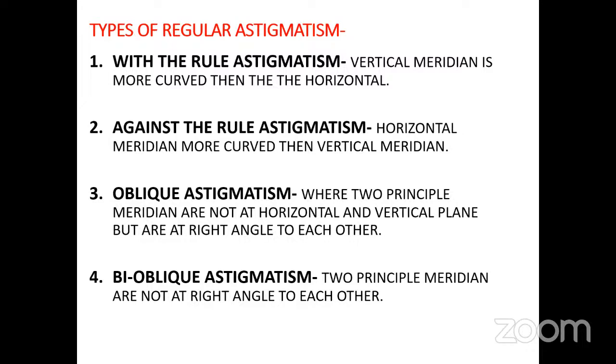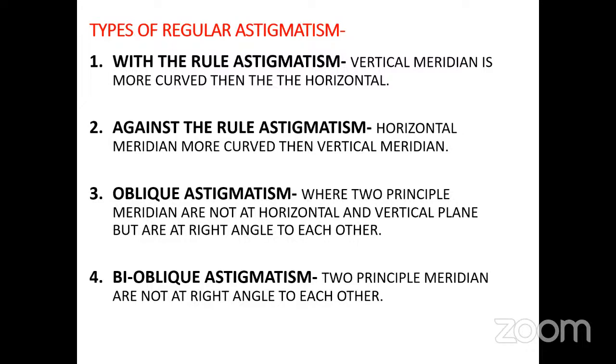But what happens at the age of, say, 60? What is more common, with the rule or against the rule? Against the rule. So with the rule astigmatism is not normal at all ages. At a younger age, we tend to have more with the rule astigmatism, but usually in the elderly there is against the rule astigmatism. So throughout the aging process, there is a conversion towards against the rule astigmatism.